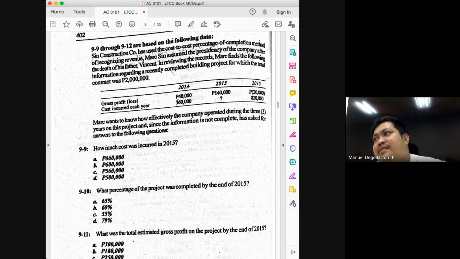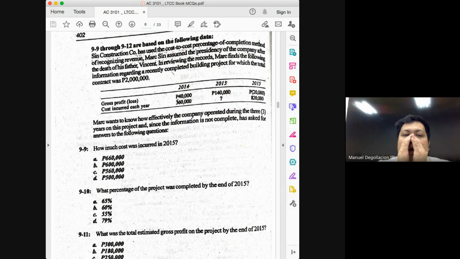And what comprises your CIP, class? What comprises your construction in progress account? Cumulative cost and cumulative profit. How much was the cumulative cost? 1,020,000. How much is your cumulative profit? 180. So your CIP here would be 1,200,000.